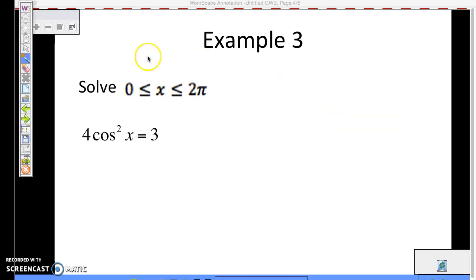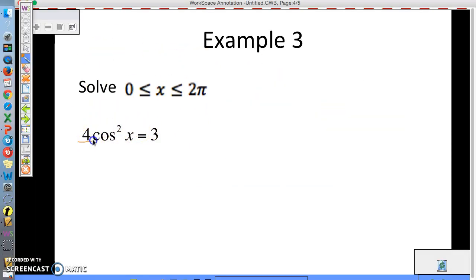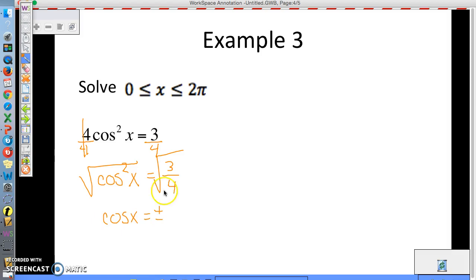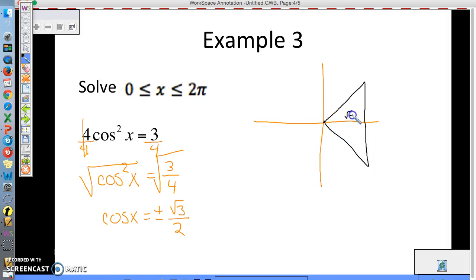So what about this next one? We need to do a little solving first. We got to get the cosine by itself. So if we divide by 4, we have the cosine squared of x equals 3/4. Can take the square root, and when we take the square root, we have to remember it's positive and negative. Square root both of these, so that would be the square root of 3 over 2. And this is our cosine, so that's our x value here. So our x value could be positive square root of 3 over 2, or it could be negative square root of 3 over 2.